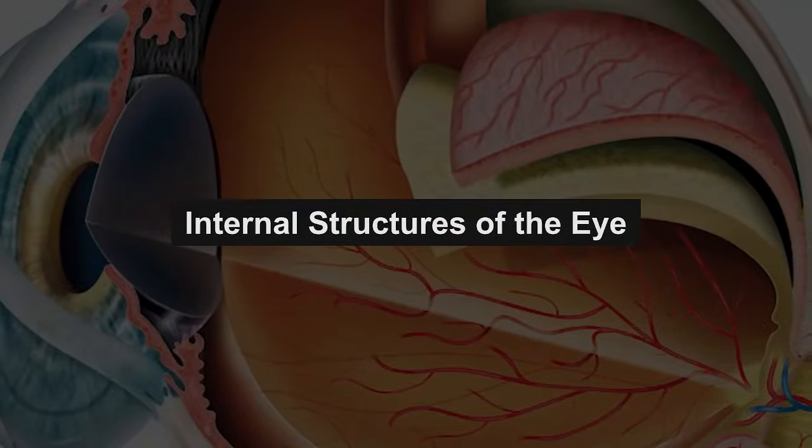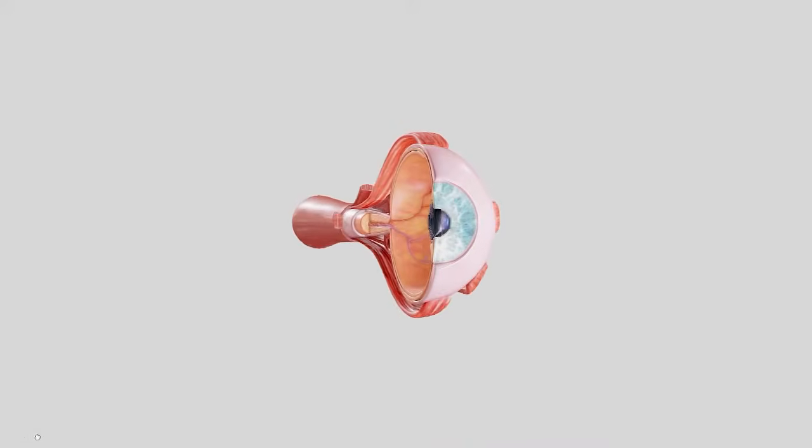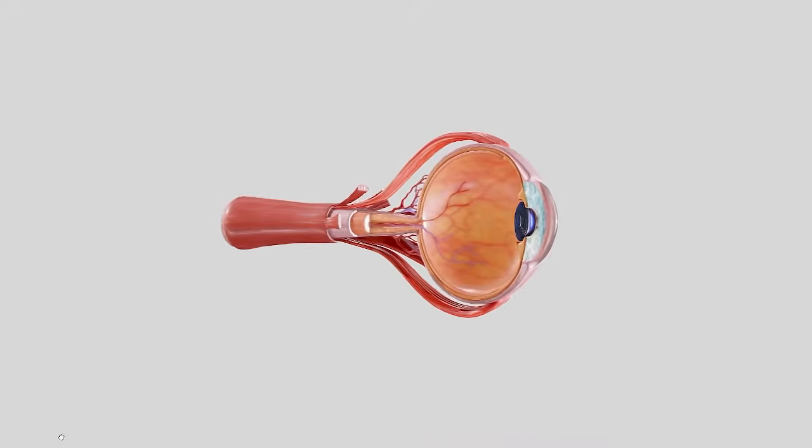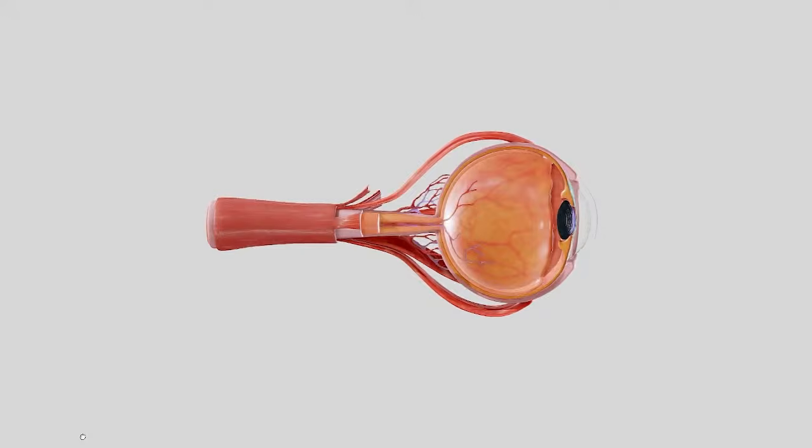Internal structures of the eye. Inside the eye, three primary layers form a complex system that transforms light into electrical signals.